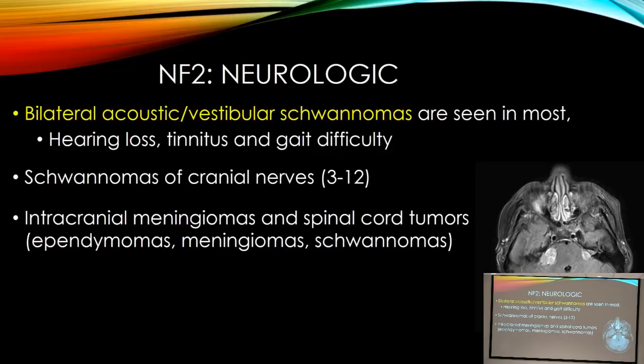All right, a lot of tumors can develop, but it's worthwhile listing a few here for NF type 2. These patients frequently have intracranial meningiomas and frequently have spinal cord tumors. These can be schwannomas, just like we see here in the brain on cranial nerves, but we can have ependymomas or meningiomas involving the spinal cord as well.